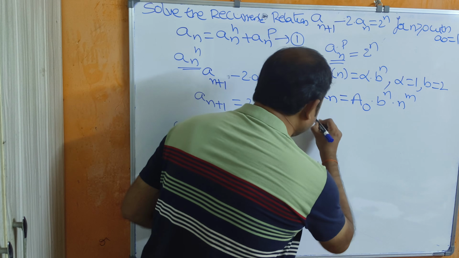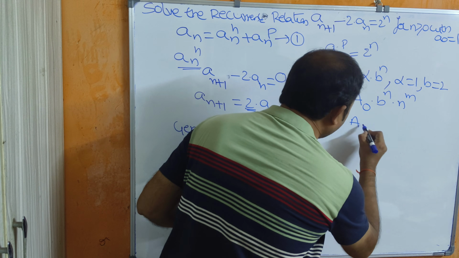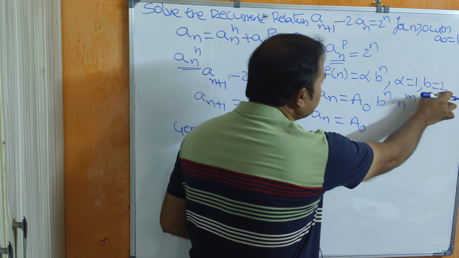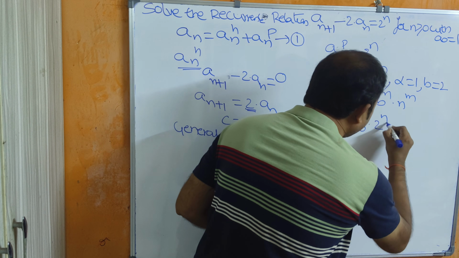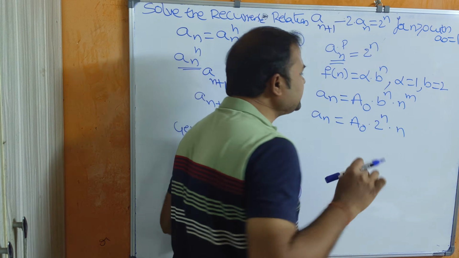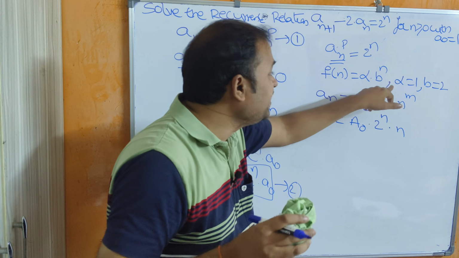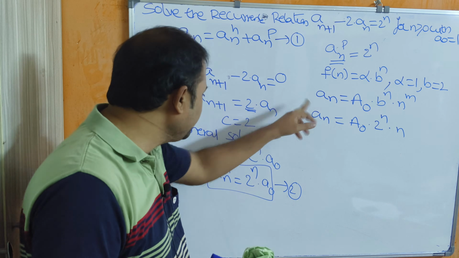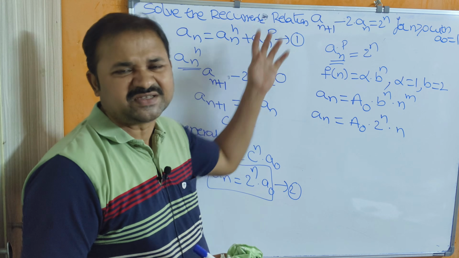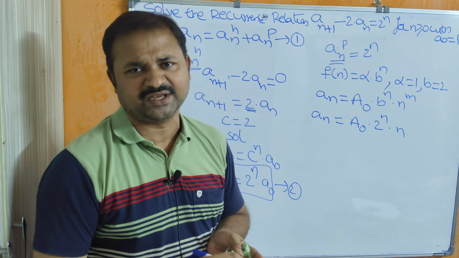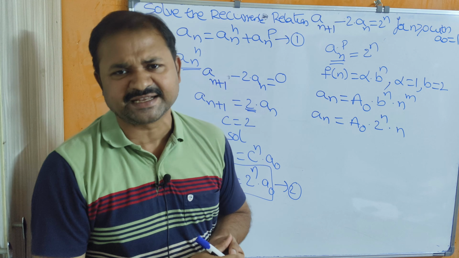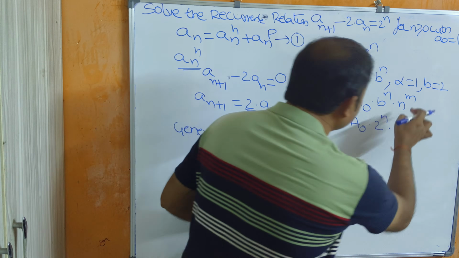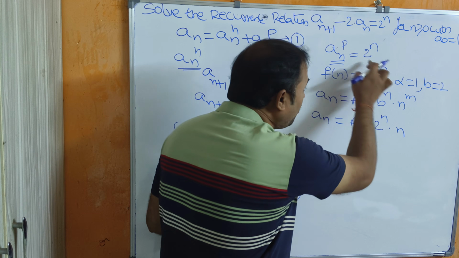So now let us see what the general solution is. a_n = a_0 · b^n · n^m, where the b value is given in the problem. The b value is 2, so 2^n, and n^m, where m is nothing but the multiplicity. How many times does this b value occur in the characteristic root? Here the b value occurs only once. Why? Because this is a first order homogeneous recurrence relation only. Whereas if it is a second order homogeneous recurrence relation, then we may get two similar values. So the m is nothing but the multiplicity of this b.